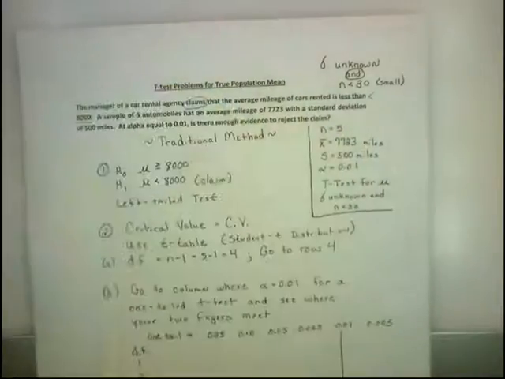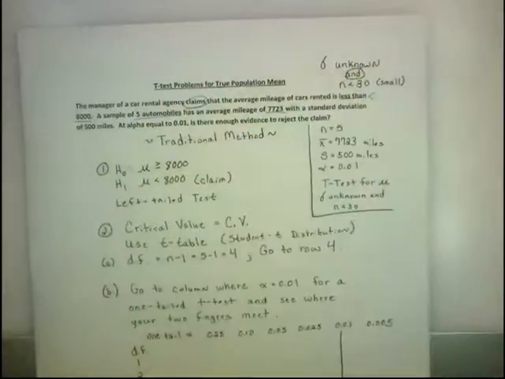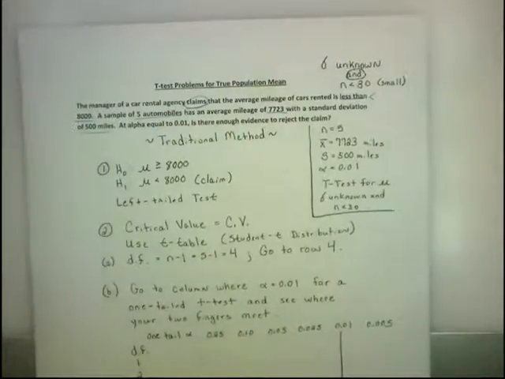less than 8,000. Less than. A sample of 5 automobiles, that's your n, has an average of 7723, that's your x bar, with a standard deviation of 500 miles. At alpha equals 1%, is there enough evidence to reject the claim that the average mileage of cars rented is less than 8,000?